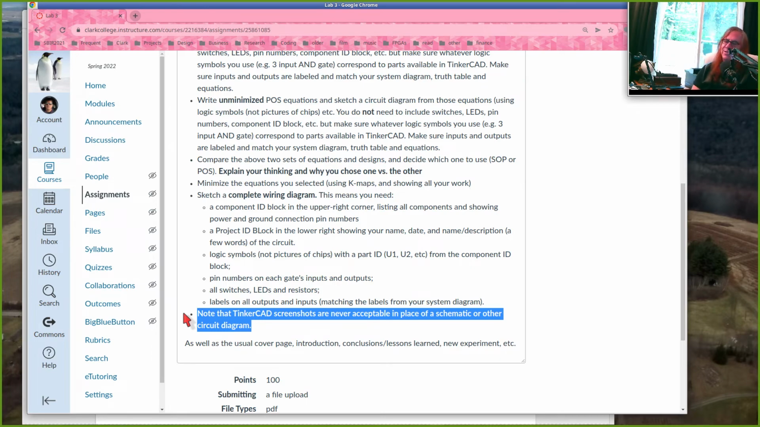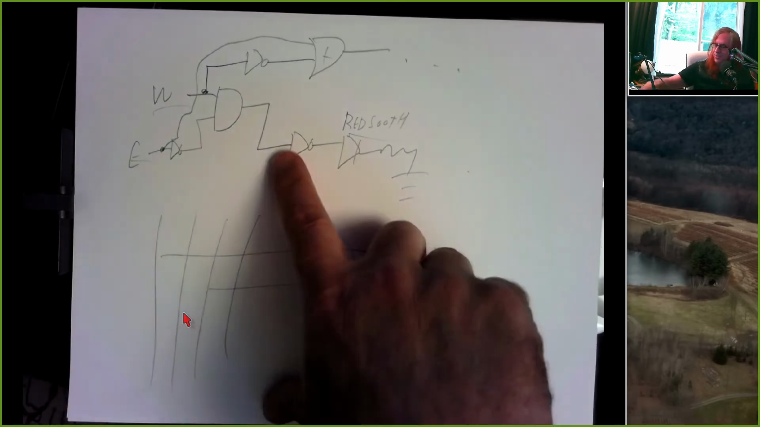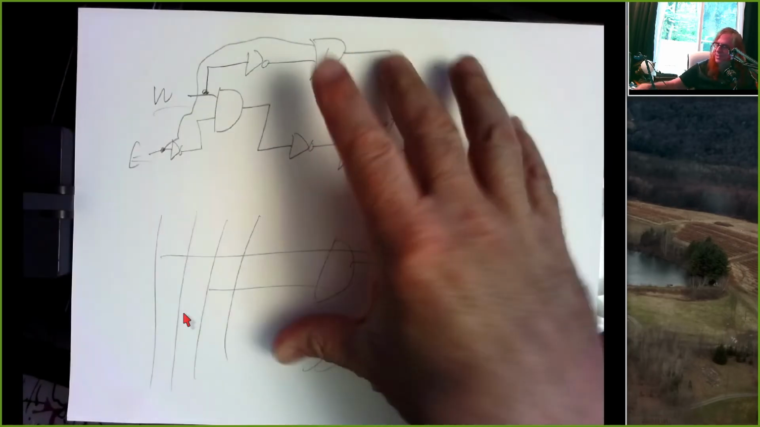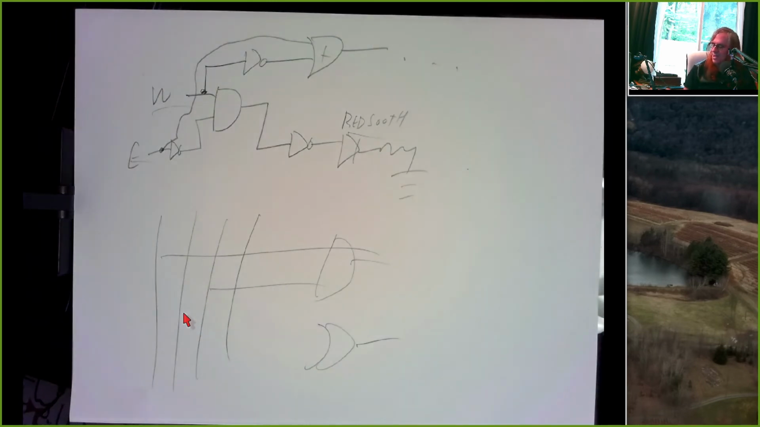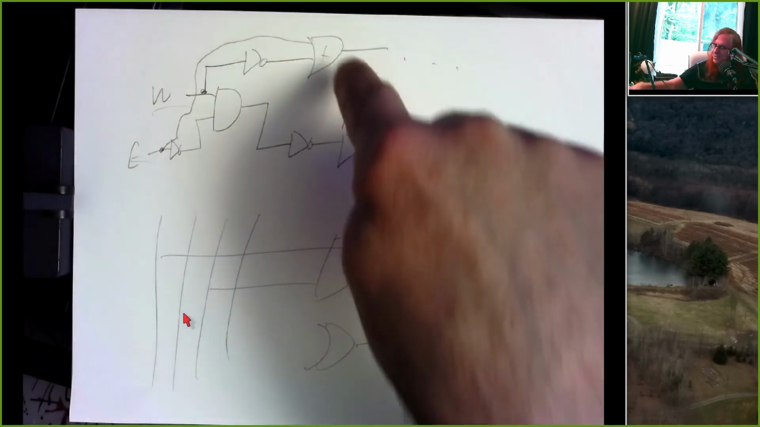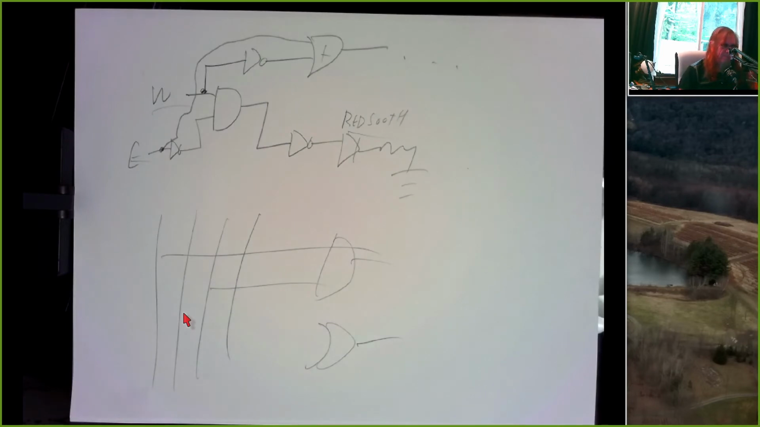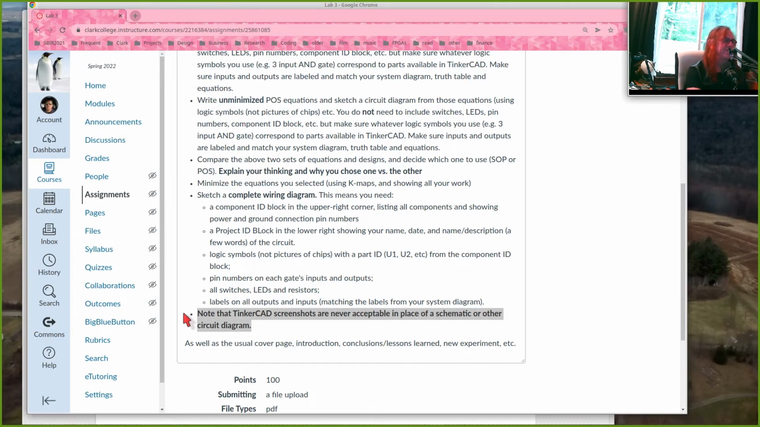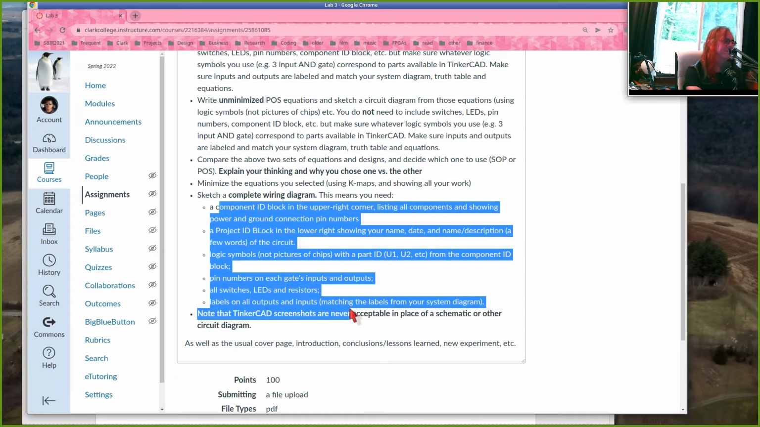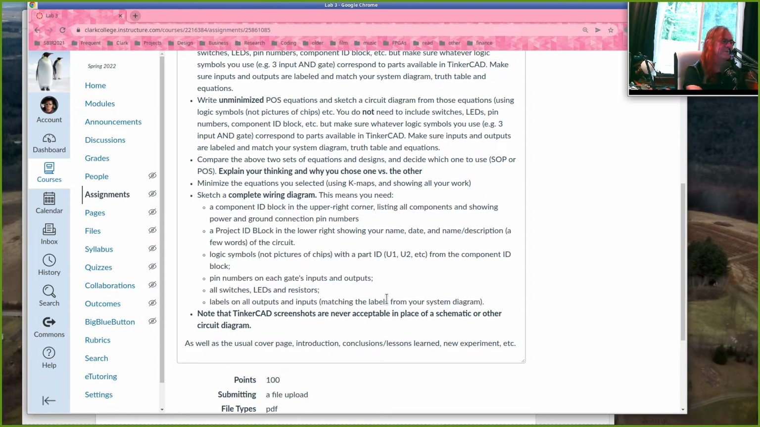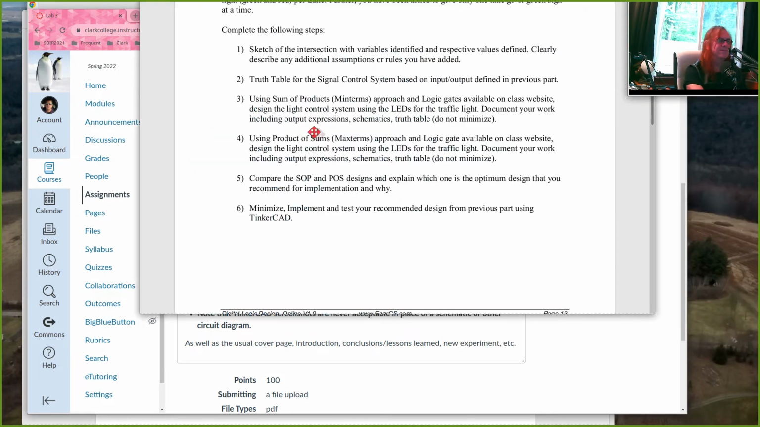Anytime you're asked to make a circuit diagram in your lab, at the very least, you need to have something with logic gate symbols, something that an engineer can look at and immediately know, oh, there's an inverter, there's an AND gate, there's an OR gate, and so on. And in some cases, you've got to have all this other information. So you only need this for your final circuit implementation. And then after you come up with that, then you're going to actually implement that in Tinkercad. Minimize, implement, and test your recommended design from the previous parts using Tinkercad.